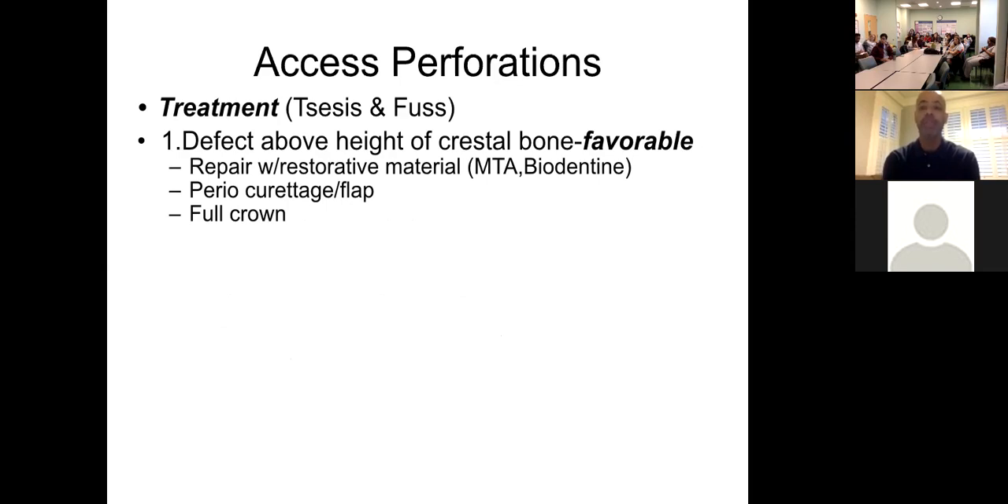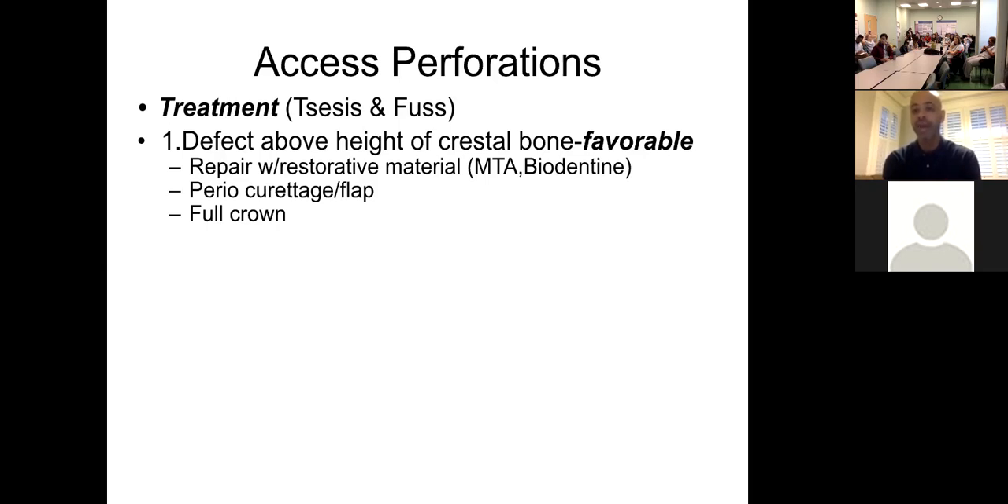But you can treat perforations, and they can be successfully treated. There are some studies out there that talk about how to treat them. So I'm just going to briefly go over that just in case it does happen to you. If you do perforate the tooth above the bone, that's a very favorable prognosis. It can be fixed up and repaired. We're usually going to repair it with a restorative material such as MTA. I'm sure a lot of you have heard about that, or even Biodentine.